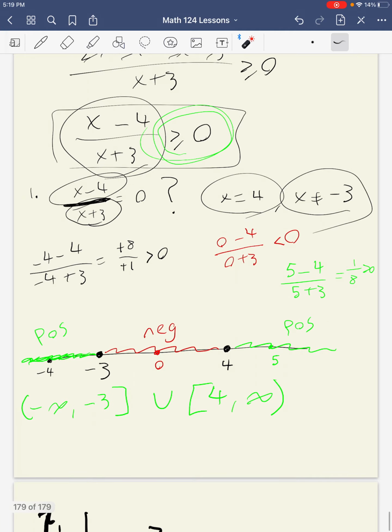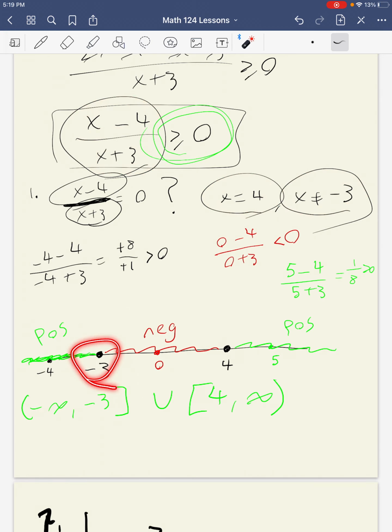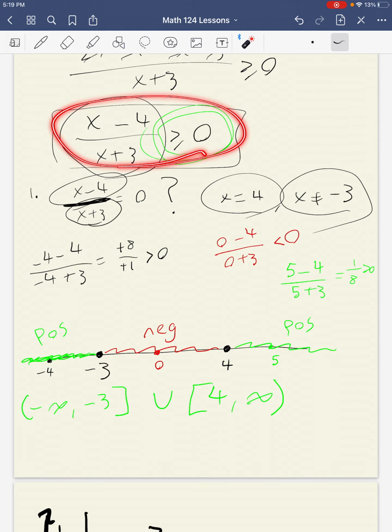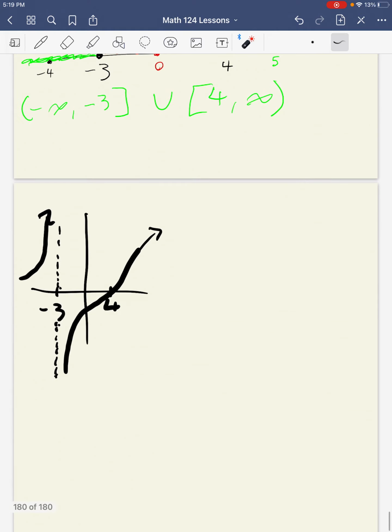So to summarize how we solved this rational inequality, we first found the value that made the top 0, the value that made the bottom 0. We put them on a number line, and then we tested points to the left and right of those. We found that the outputs are positive in here, outputs are positive in here, and in this particular problem we wanted positive outputs, so this was our solution. Okay.